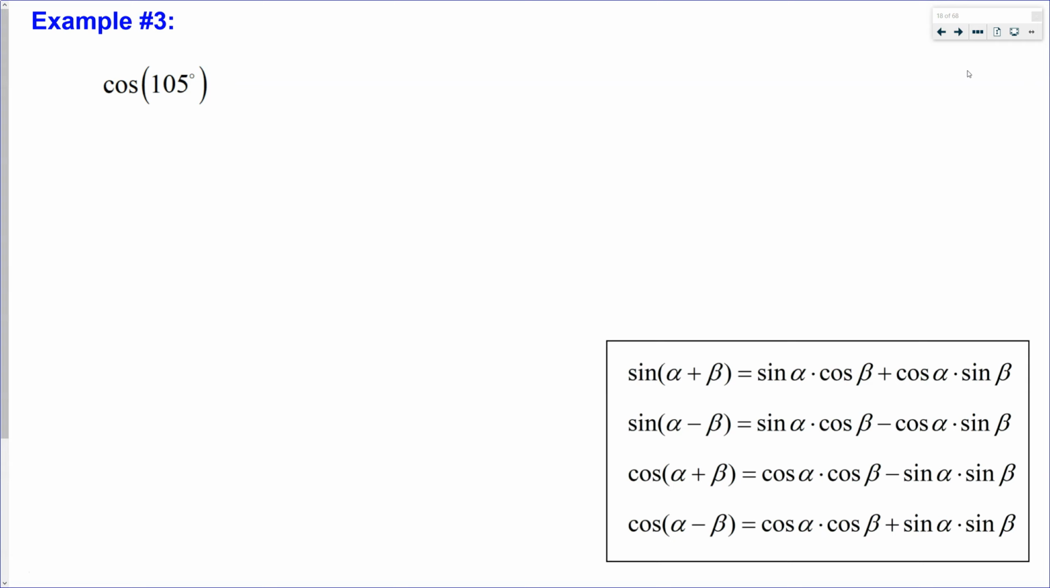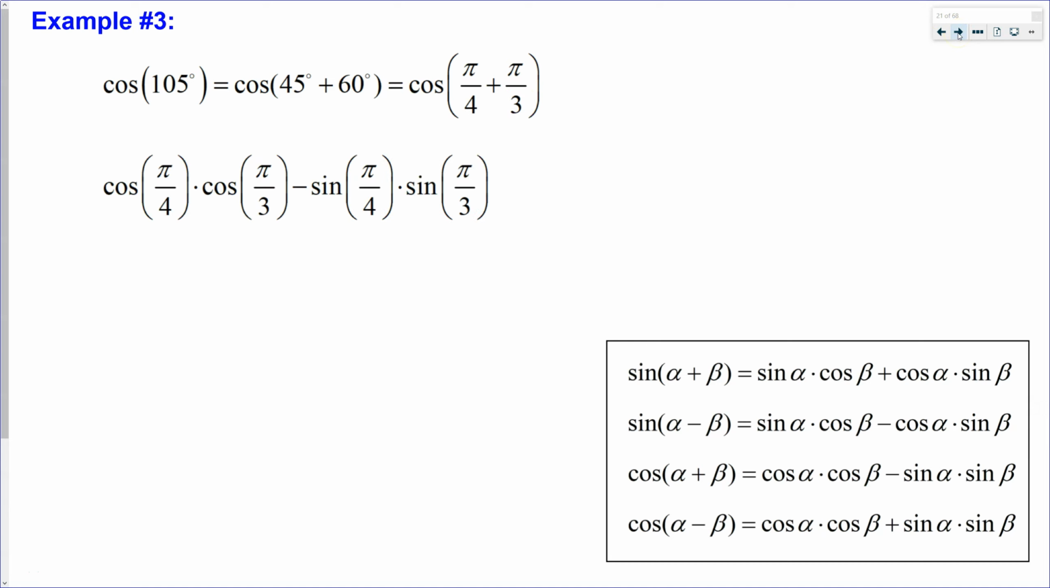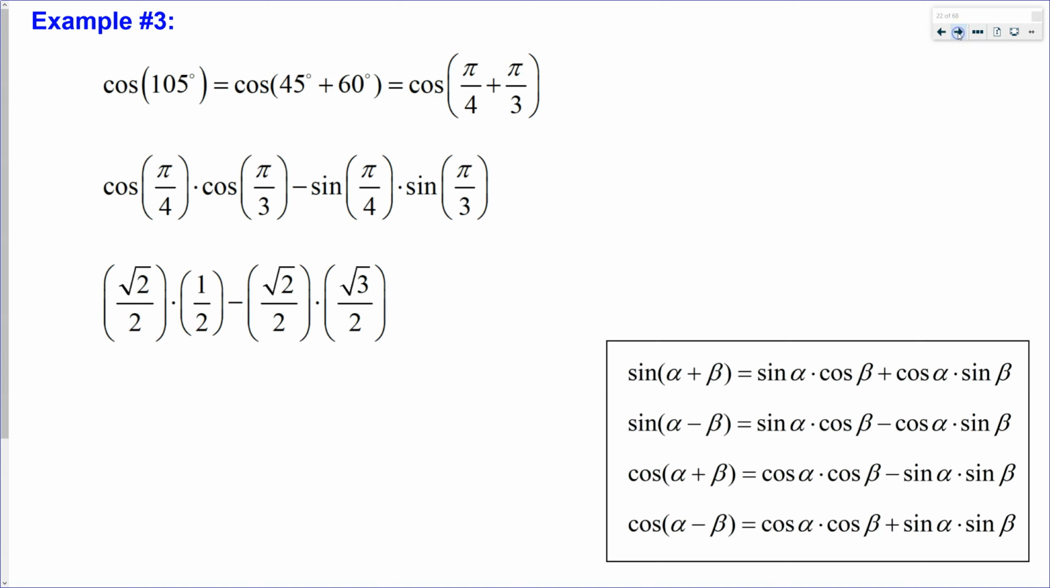Now there's almost always more than one way to do this. The one that pops into my mind when I look at 105 is 45 plus 60. So if I break that up into a 45 and a 60, that's not going to help me out too much on a unit circle because I have all my radians memorized, but I don't necessarily know where the degrees are. I'm going to convert to radians real quick there, and then I see a cosine and a plus sign, so I'm going to do exactly what I just did on the previous problem. Go ahead and basically evaluate each one of those individually.